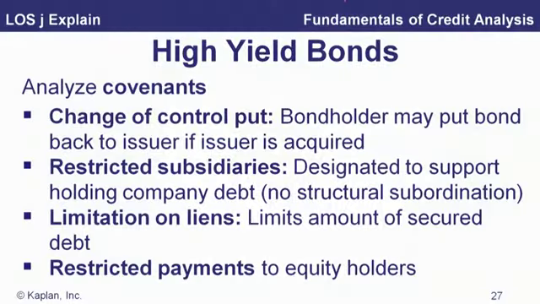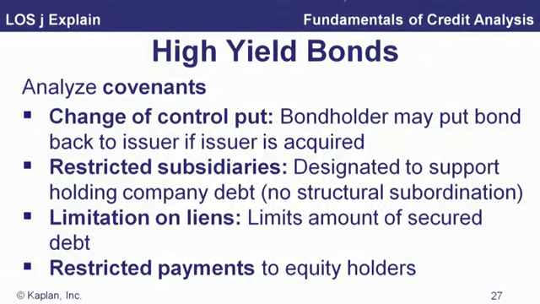Restricted subsidiaries. They're designated to support holding company debt, so no structural subordination. Limitation on liens, limits on the amount of secured debt. Okay? And think about it, if we had all unsecured debt, then it's all in general backed by the assets of the firm. But once we start pledging specific assets of the firm, if there is secured debt and we've pledged almost all the assets of the firm, then the unsecured debt is in a worse position because there are very few other assets for them to look to if things go wrong.